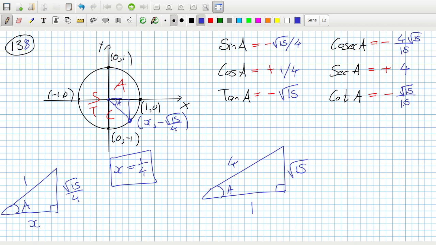Okay, so I think that's okay. A, S, T, C, negative, positive, positive, negative, positive, positive, 15 over 4, 1 over 4, 1 over 15. Yeah, okay, I think that's right. Hopefully I didn't make any mistake there.